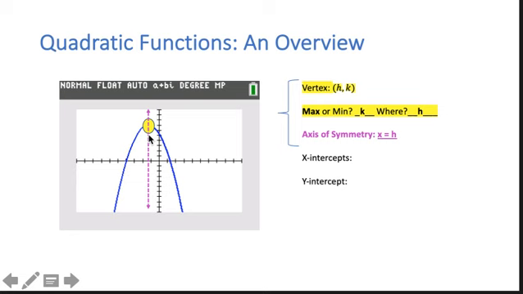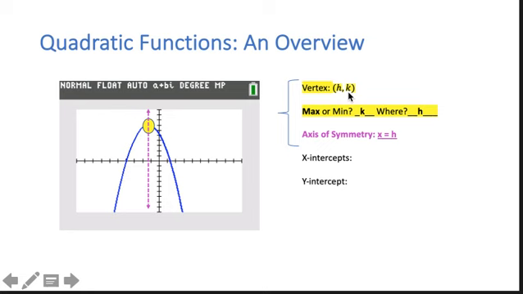I want you to notice that three things came from this point on the graph. The coordinates of that point are the vertex. You can determine whether it is a max or a min from looking at it. You can also do it from the graph. But that vertex is where you're going to find the max or min, and you're going to find out where it occurs. You also get the axis of symmetry, all from the vertex.